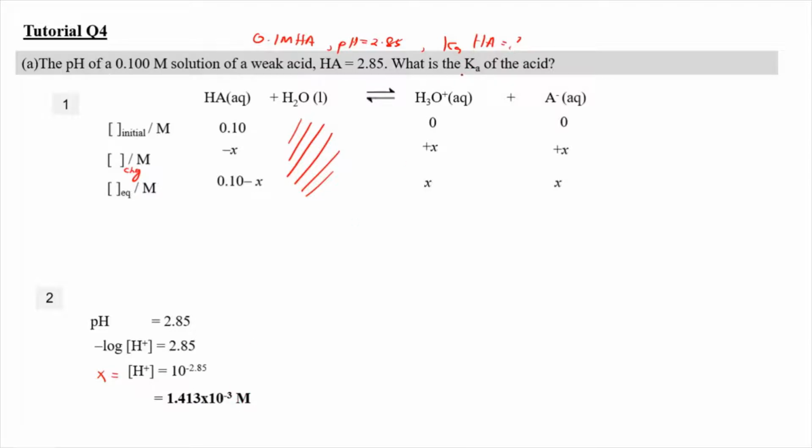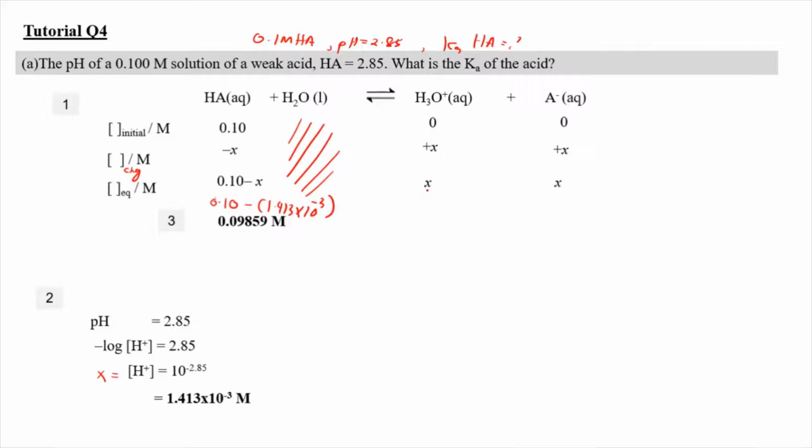And for the Ka expression, we know that we need to divide the concentration of the product by the concentration of the reactant. So we need to find the concentration at equilibrium first. Since we know the value of X, we can find the concentration at equilibrium for each species here. So for the third step, we can get the concentration at equilibrium, in which 0.1 minus 1.413 times 10 to the power of negative 3. Once we do that, we get the value of HA at equilibrium to be 0.09859 molar.